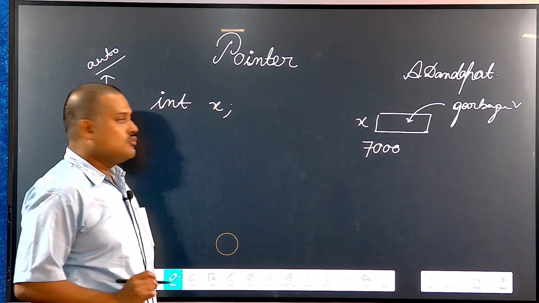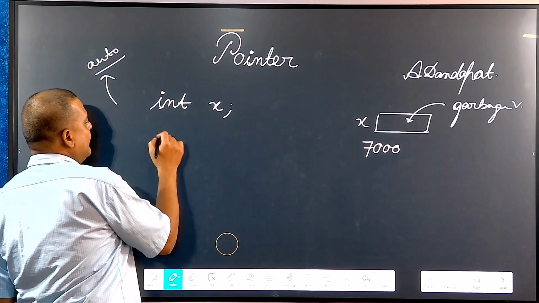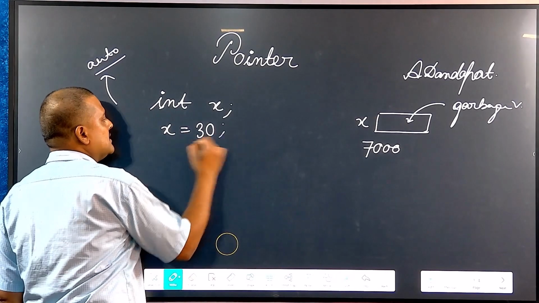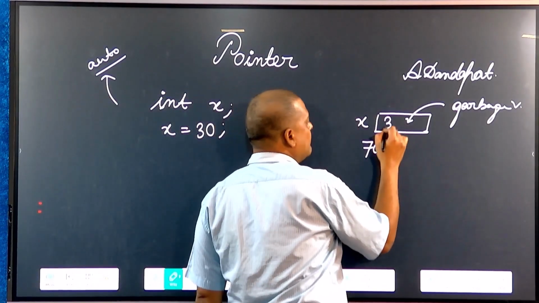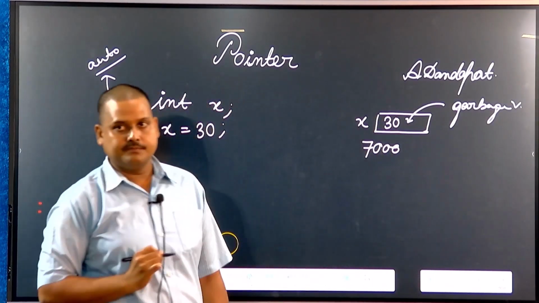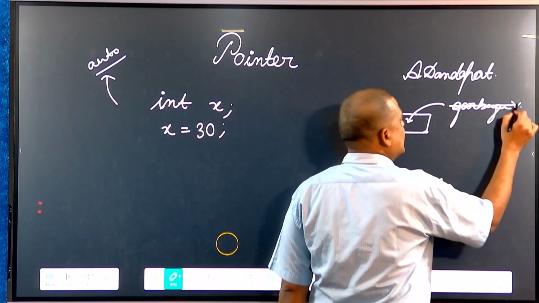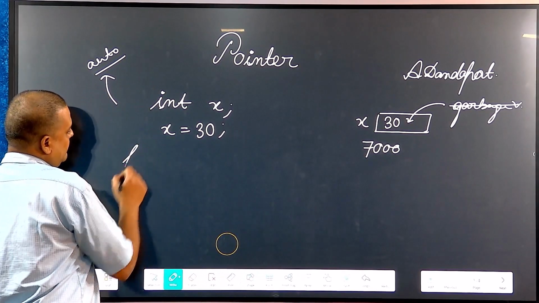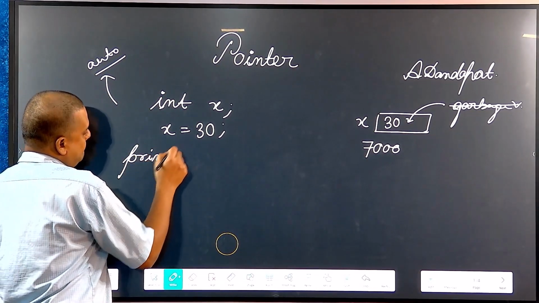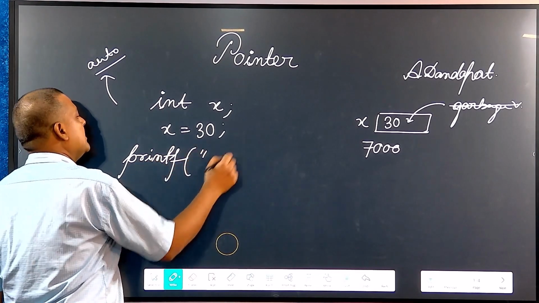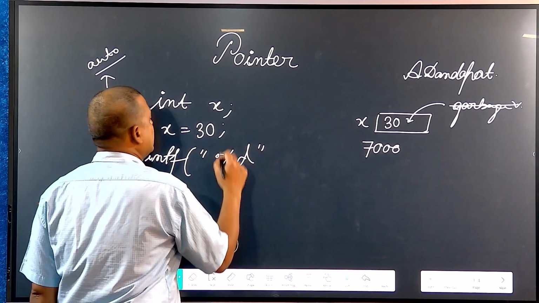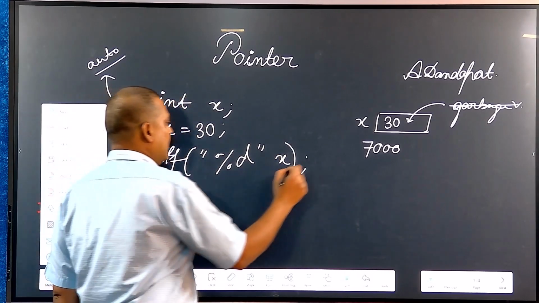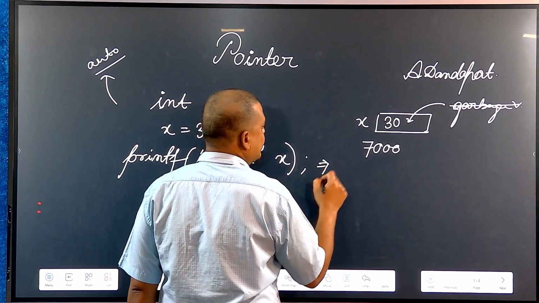Now, if we try to store some value inside this, then what will happen? If we write x equal 30, then this location will be filled with the value 30. There will be no garbage now. Now, if I write printf and try to print the value of x, then what will happen? It will display the value 30.